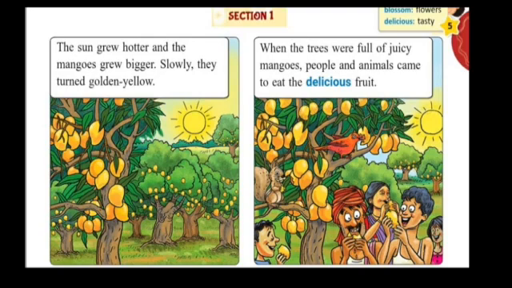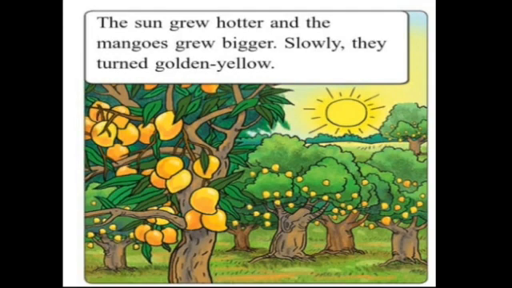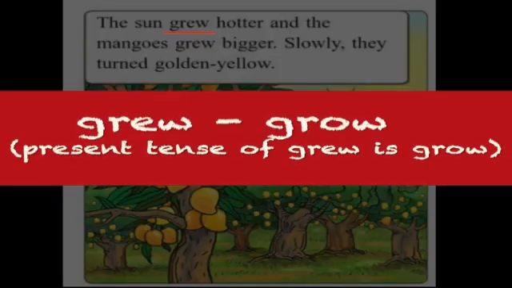Section 1. Look at the text in the first picture. Here we go. The sun grew hotter and the mangoes grew bigger. Slowly, they turned golden yellow. Once again, my dear Slaters, hold your sharpened pencil and start underlining the words. Underline the word grew and write its present tense as grow. So, the present tense of grew is grow.